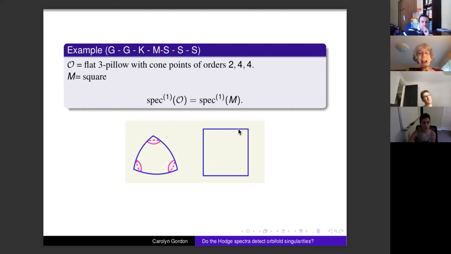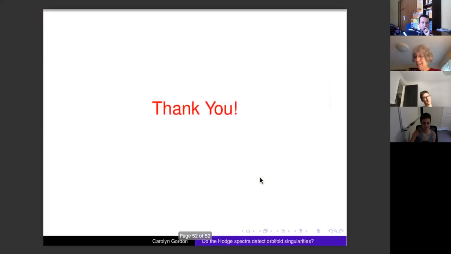orbifold and a square. And the 1-spectrum of this orbifold equals the 1-spectrum of the square, where on the square you can put absolute boundary conditions. You can view it as a manifold with absolute boundary conditions, or you can view it as an orbifold where you have 4 reflector edges and 4 corners or dihedral points, either way. So I'll stop there. So thank you.